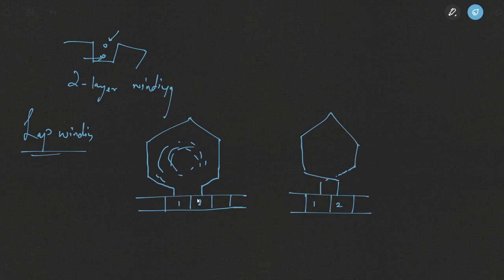Right? So you can actually see that in this case, the windings are connected to a forward commutator segment. So this will be known as progressive winding. The two coil sides are connected to forward commutator segments. But in this case, the second coil side is actually connected to the trailing commutator segment. So it will be known as a retrogressive winding.